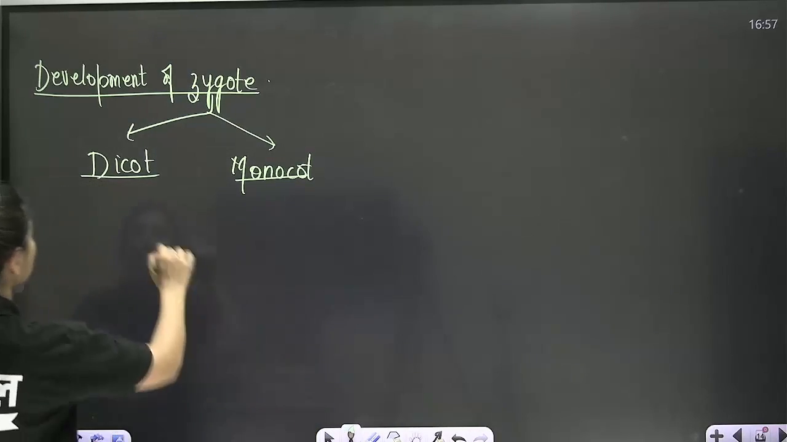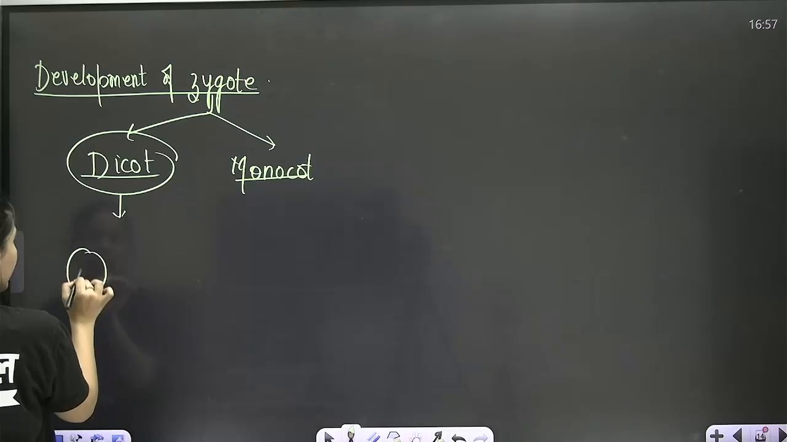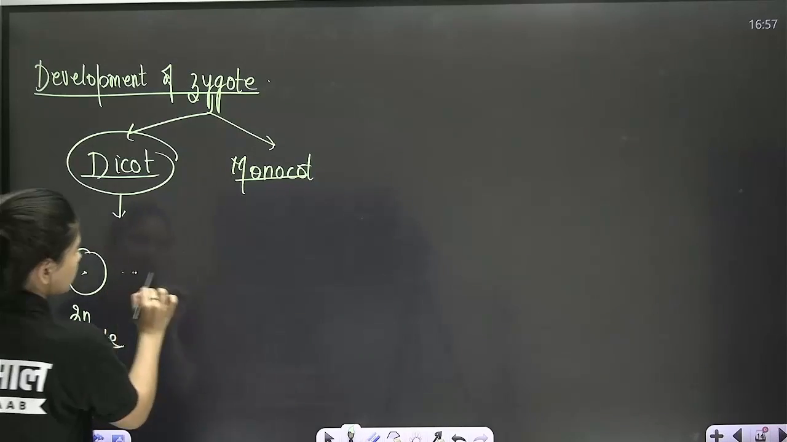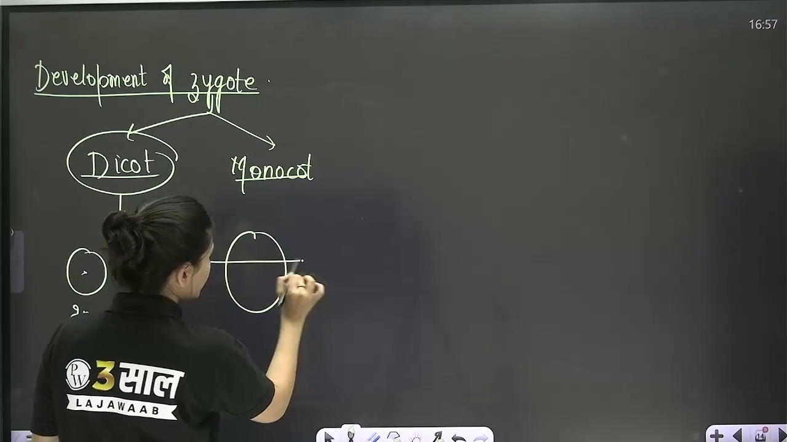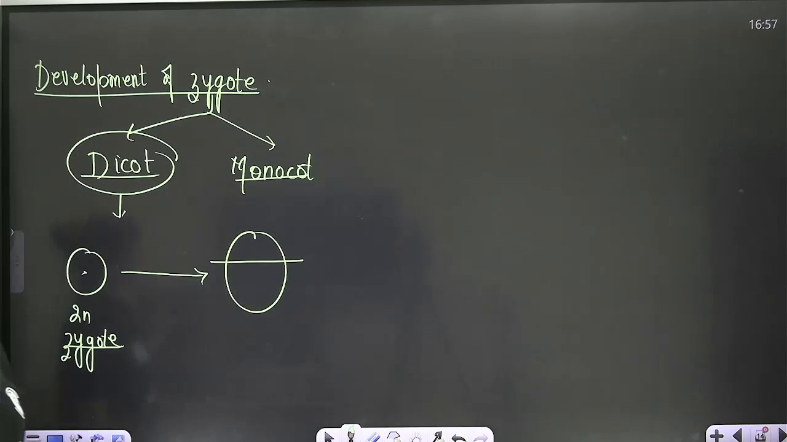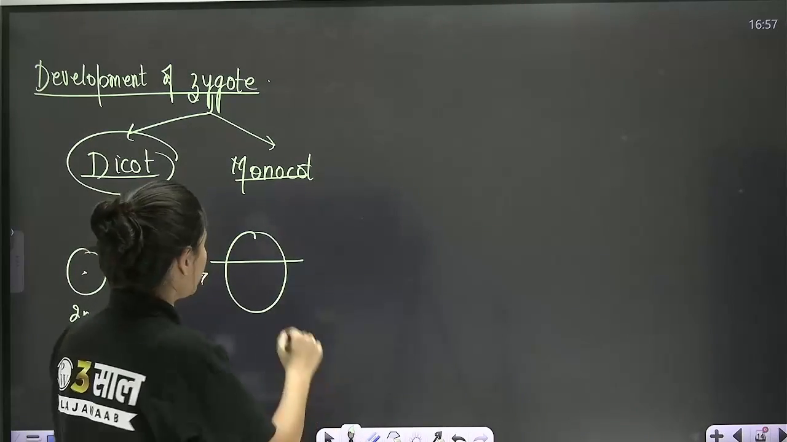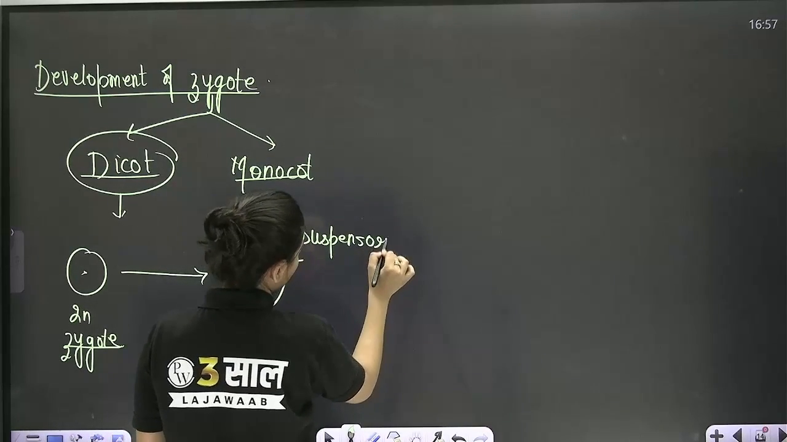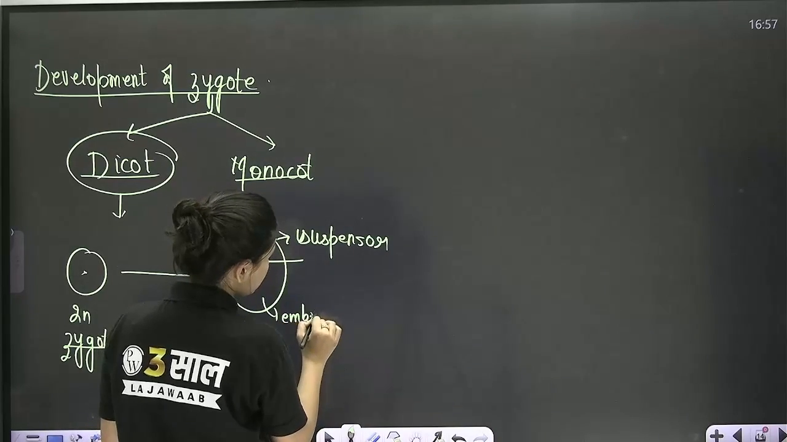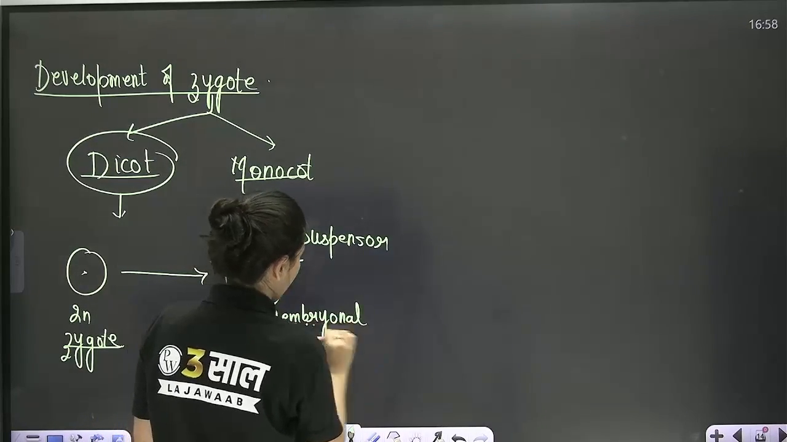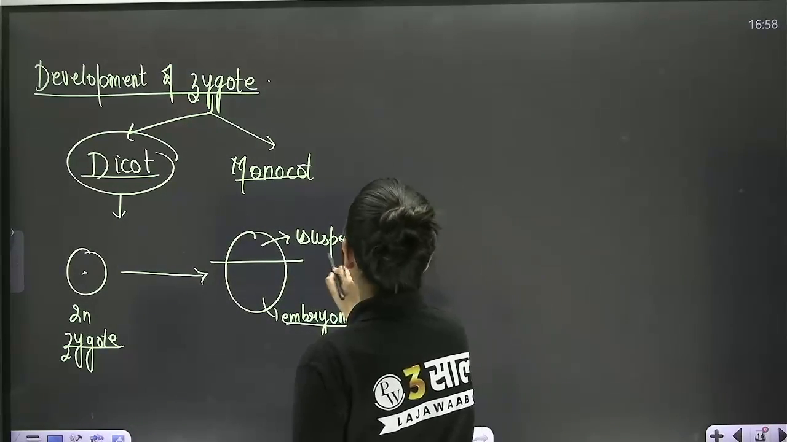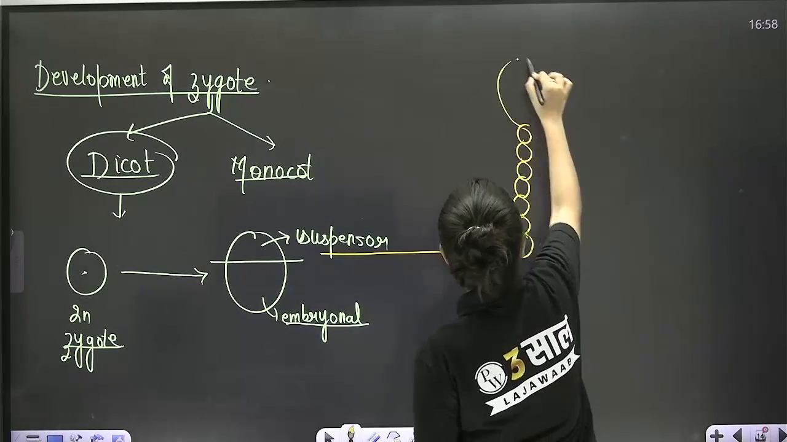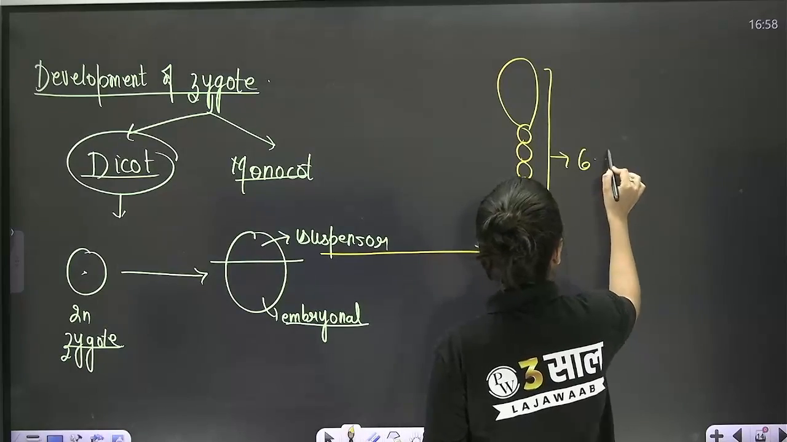Here I am going to give you a quick revision of development of the zygote in dicots. So see what happens in the case of dicots. The zygote is formed. Now as soon as the zygote develops, it starts dividing. It undergoes the first round of mitotic division, producing two unequal sized cells, the upper called the suspensor and the lower called the embryonal cell, right? Now, this upper suspensor further divides to give rise to a 6 to 10 celled long suspensor.